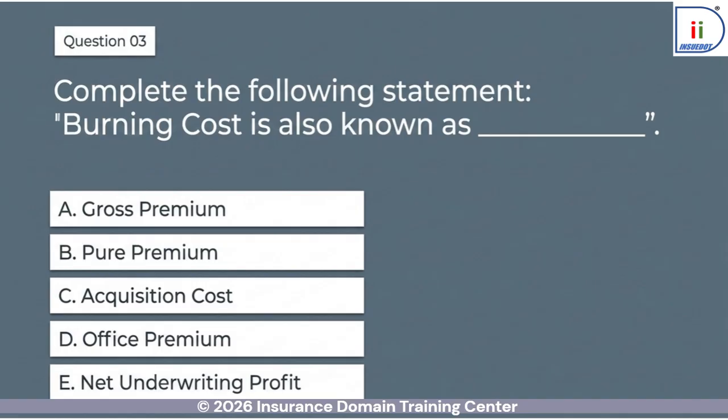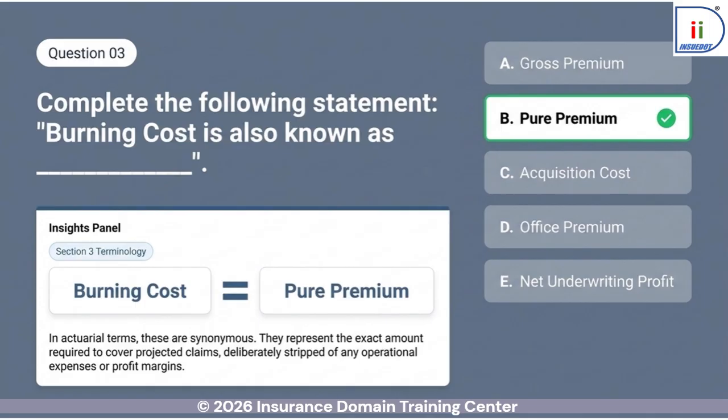Have you chosen the answer? Pause the video if you need some more time. The correct answer is option B, pure premium. Please note that the burning cost is also known as pure premium and both are synonymous.